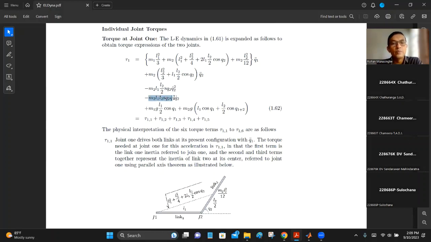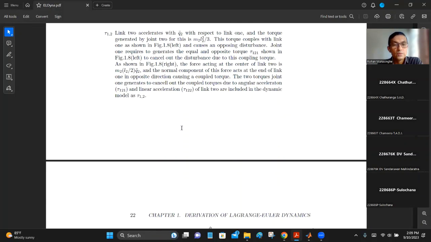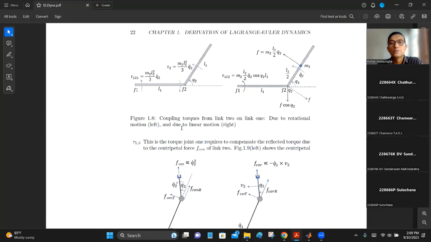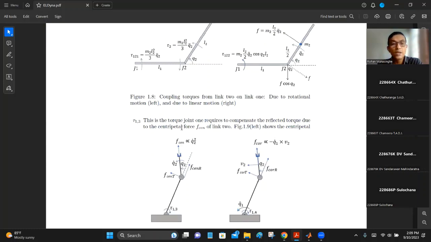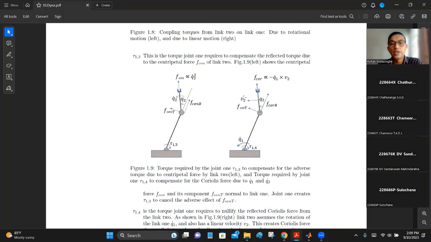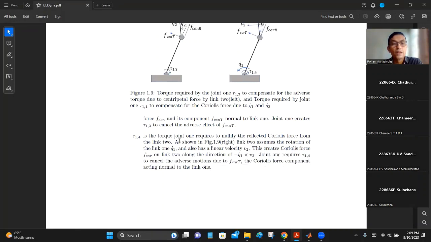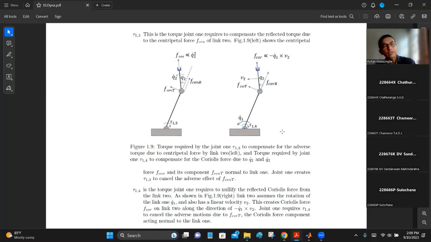What is the next term? This one. So that is the fourth term, tau 1, 4. Let's work it out. Tau 1, 4. It's over here, right? It is the torque joint 1 requires to nullify the reflected Coriolis force from link 2, as shown in figure 1.9, right? So this is the illustration for you to understand what this Coriolis force is.